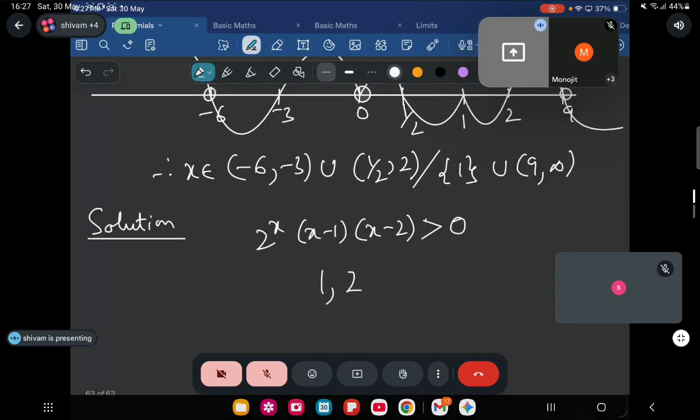Both are simple points. How will the graph look like? This is how the graph is going to look like. Right, tell me. So over here, what is the answer? X belongs to minus infinity, comma 1 open, union 2 to infinity. Okay. Next, let us continue.